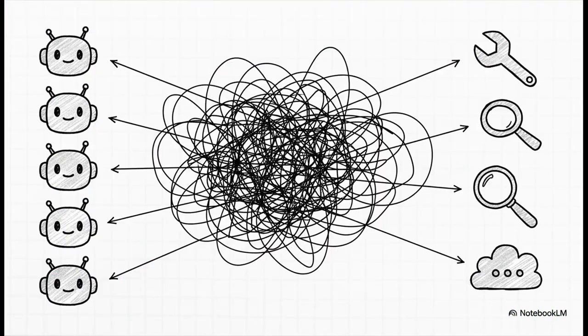I mean, just look at this mess. This is what happens without a standard. Every time you add a new model or a new tool, you have to build a custom bridge. It's a spaghetti monster of connections that's impossible to manage. MCP is designed to be the one universal bridge that replaces all of this chaos.